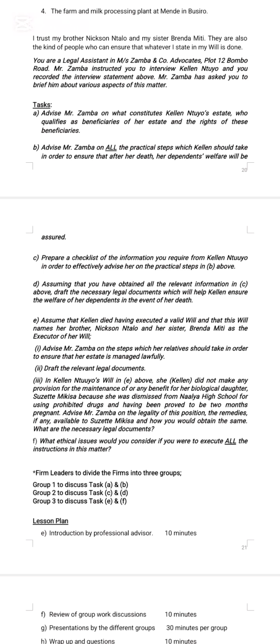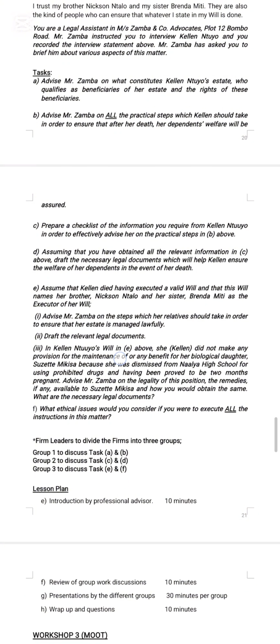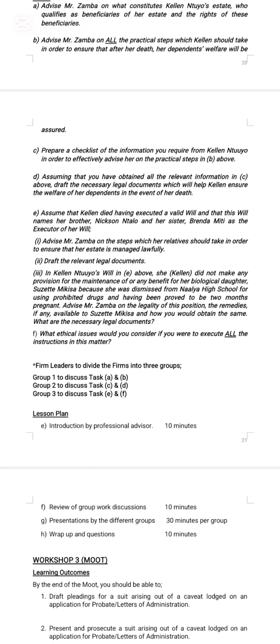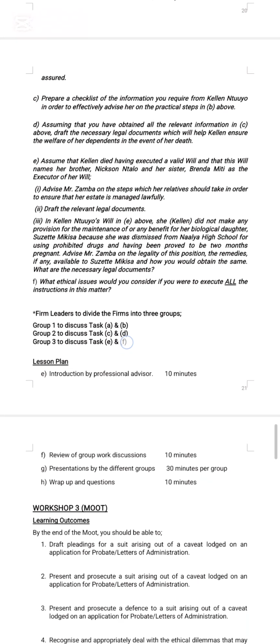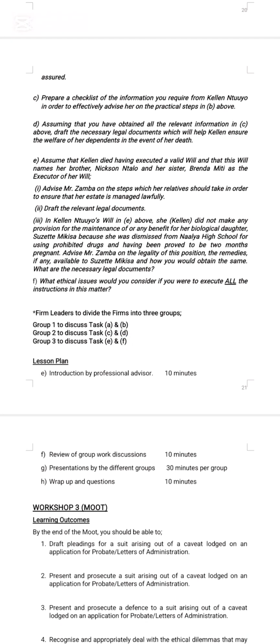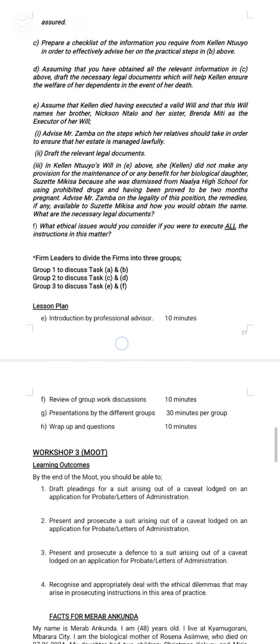Advise Mr. Zambo on all the practical steps which Karen should take in order to ensure that after her death, her dependents' welfare will be assured. Here we have to draft a will properly witnessed by 2 witnesses. Prepare a checklist of the information you require from Karen in order to effectively advise her on the practical steps. So basically here, you want information such as: who are your beneficiaries, which properties do you have, do you have any other property, who do you want to be the executor of your will, and so on.